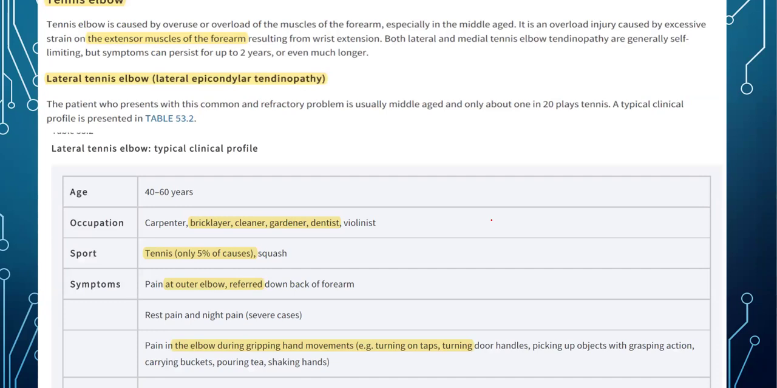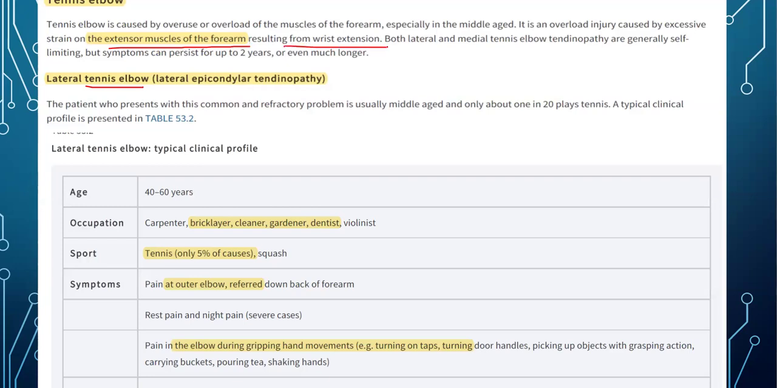Moving on to the next one, which is tennis elbow. Tennis elbow is also known as lateral epicondylitis. So there are two kinds of epicondylitis. One is lateral and then there is a medial. The lateral epicondylitis is called tennis elbow. Medial epicondylitis is called golfer's elbow. So this tennis elbow is nothing but a kind of excessive overuse of the extensor muscle of the forearm.